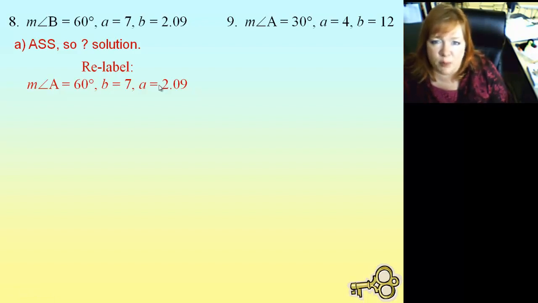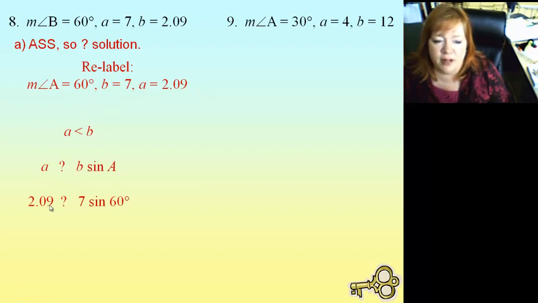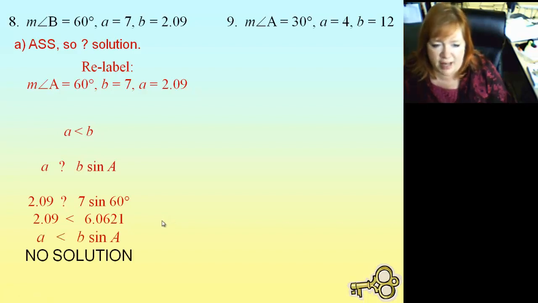If you look at the board on the test tomorrow, there'll be a flow chart as well. So I compare that. Since angle A is acute, I have to compare a and b. a is less than b, which means I have to go on and compare a and b sine A. If I do that, I get 2.09, and 7 times the sine of 60. So 2.09 is less than this. That is not possible. So we're going to have no solution for that.